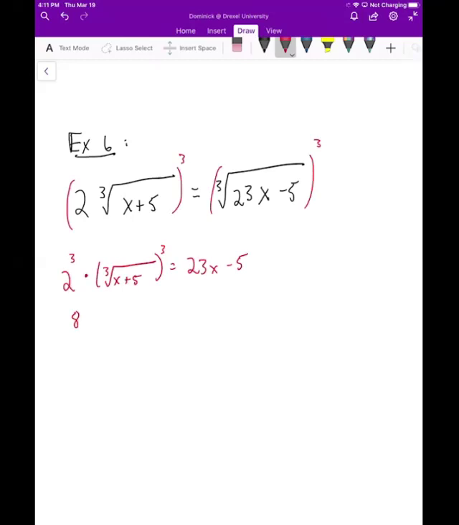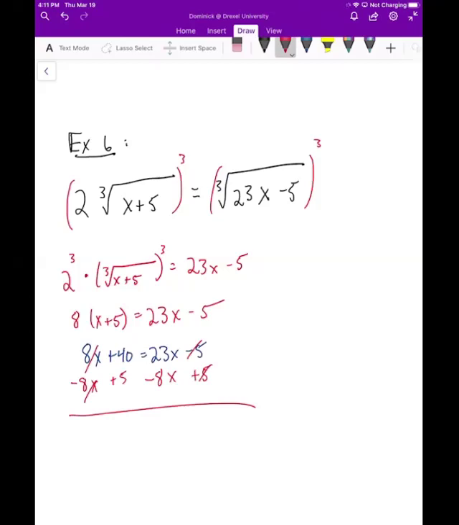The left side we can write as 8 times x plus 5 is equal to 23x minus 5. Now when we distribute on the left side, we get 8x plus 40 equals 23x minus 5. So let's move the 8x over to this side, and we'll add the 5 to the other side. Then on the left side, we have 45, and on the right side, we get 15x. Then divide both sides by 15, and we get x is equal to 3.